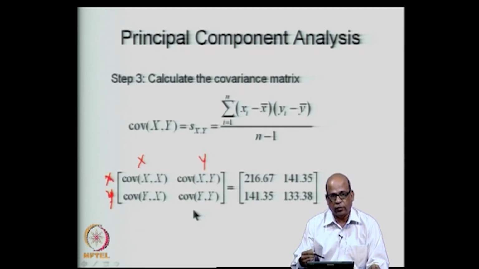You can do it as an exercise. You will get variance 216.67, covariance 141.35, and xy is the same as yx, and you will get this covariance matrix. This is a square matrix. So, let us obtain the eigenvectors and eigenvalues corresponding to this covariance matrix now.